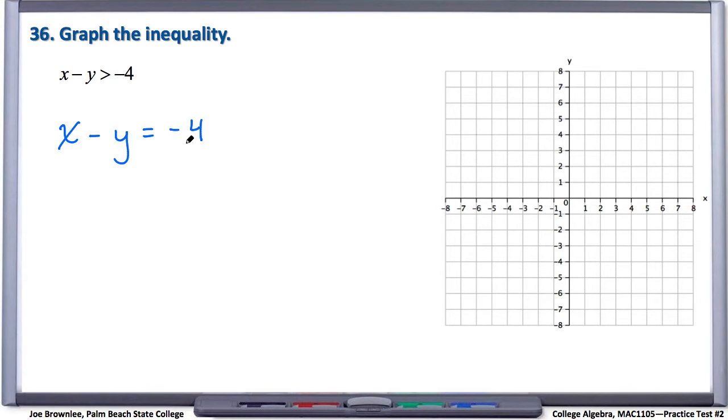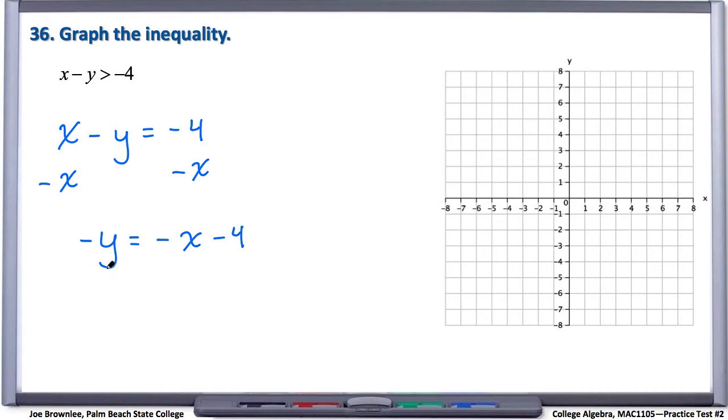And how would you graph this line? How would you graph this equation? Well, we could do one of two things. We could either find our x and y intercepts by creating a t-table, or we could simply put this into y equals mx plus b, and I think I'll do that here. So let's subtract x from both sides. That'll leave us with negative y is equal to negative x minus 4.